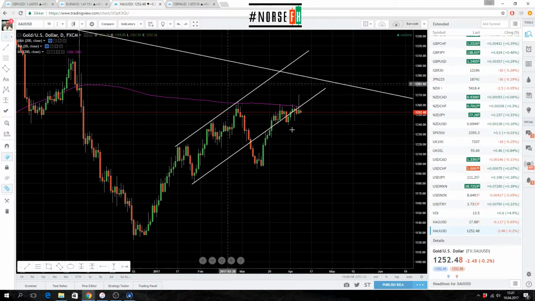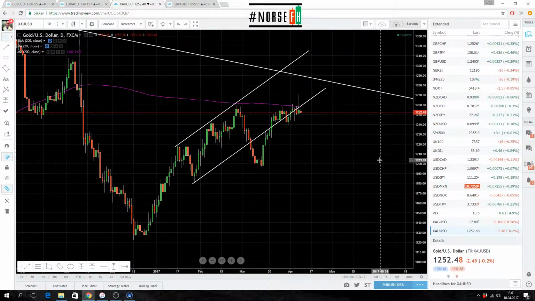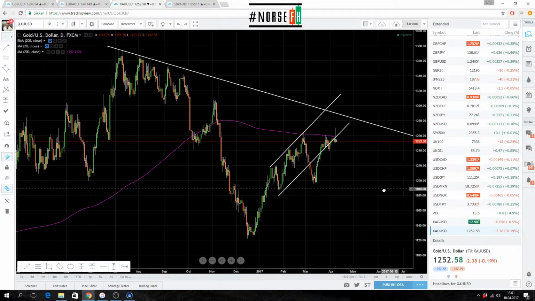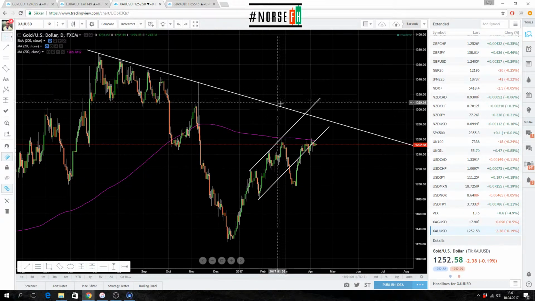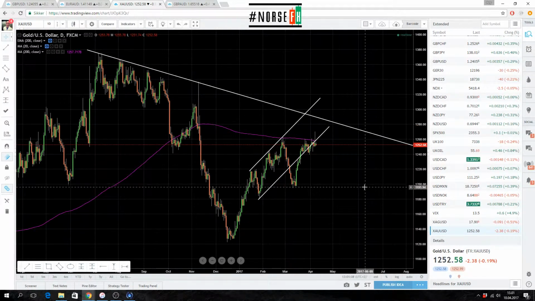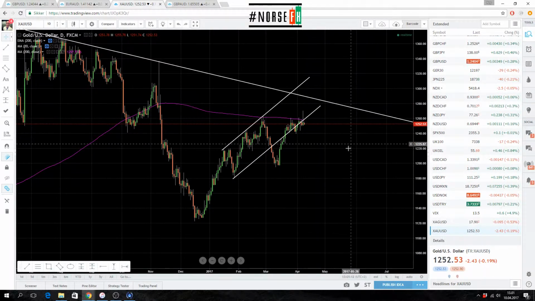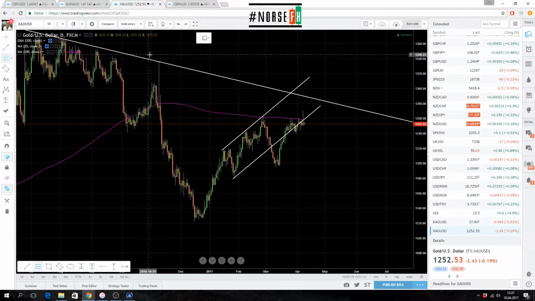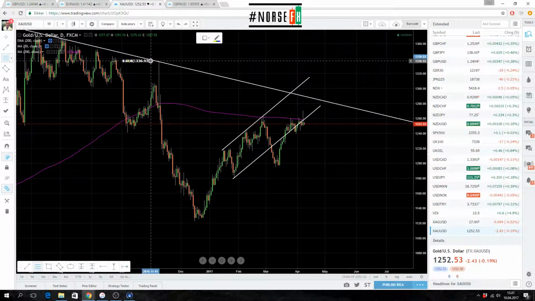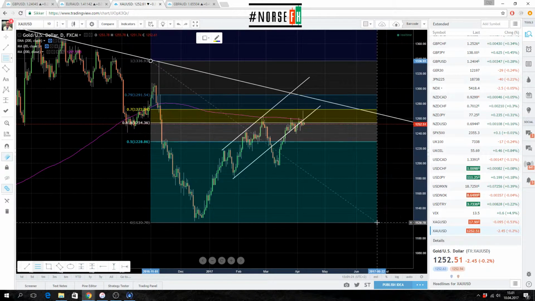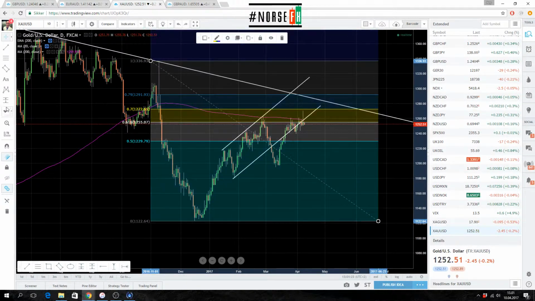Next setup I'm watching is gold. I was expecting this instrument to go all the way up to the weekly trend line right here, but it came close, but not close enough. So let's break down this instrument as well. We have the election spike right here. We have the 618 coming in right here.